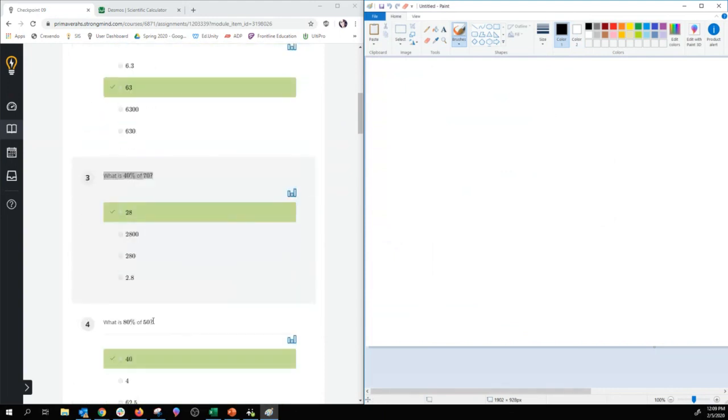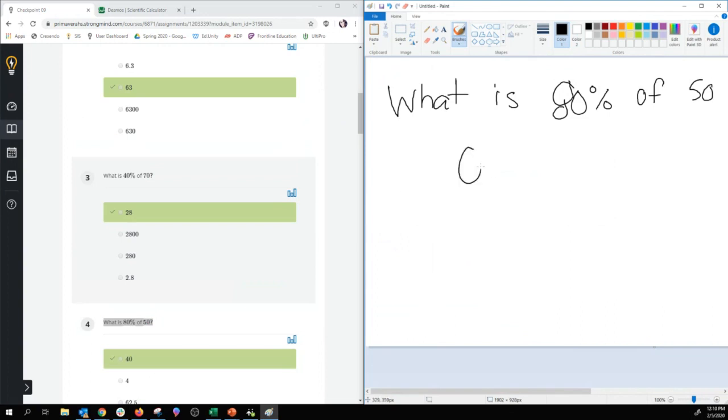All right, next one. What is 80% of 50? What are you typing into your calculator for this next one? 0.8 times 50, perfect. And when you do 0.8 times 50, what number do you get? 40, perfect.